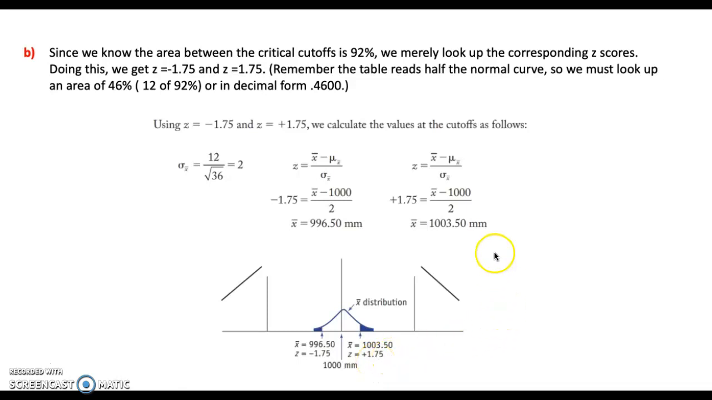So we are going to work backward. We are going to use our z formula again. When we substitute negative 1.75 in our z formula, we are going to find our sample average value is 996.50. And when we substitute z equal to positive 1.75, we will get the sample average value at the cutoff, 1003.5.